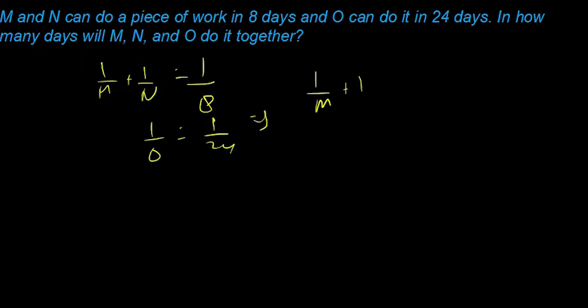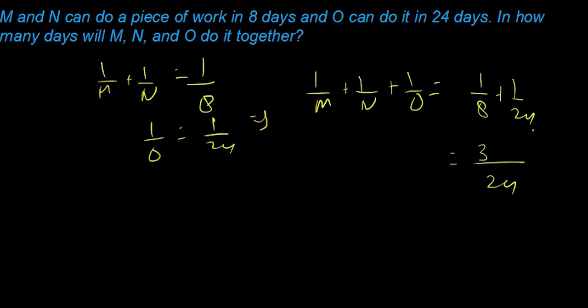1 upon M plus 1 upon N plus 1 upon O. So it should be 1 upon 8 plus 1 upon 24. So 24 is going to be the LCM. 8 3s are 24, 24 ones are 24. So this is 4 by 24. So it should be what? 1 by 6. Then in 6 days they are going to complete the work when working together. Okay. So let's come to the fourth problem.